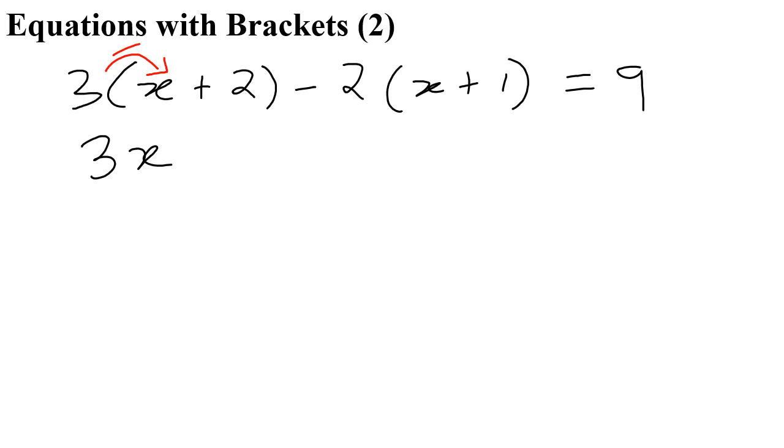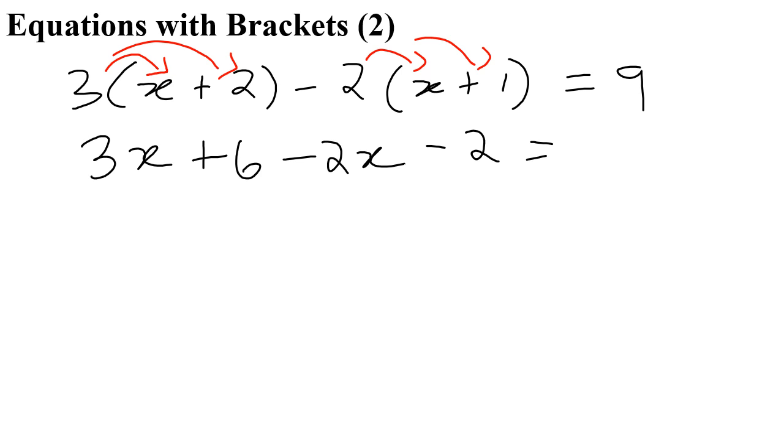Then I'm going to do my 3 multiplied by 2 to get plus 6. Now, when it comes to this minus sign over here, I'm not going to think of this as minusing this whole thing. I'm going to think of it as a negative 2. That's going to help me with this expansion. So I'm going to do negative 2 times x gives me negative 2x, and negative 2 times 1 gives me negative 2, and that all equals 9.